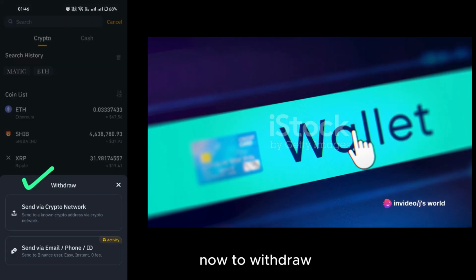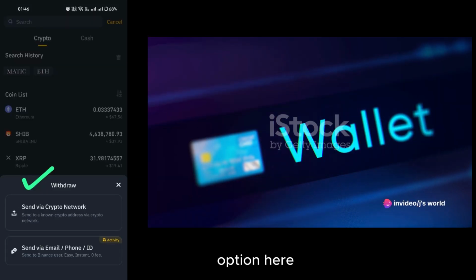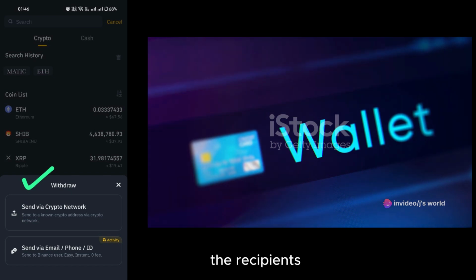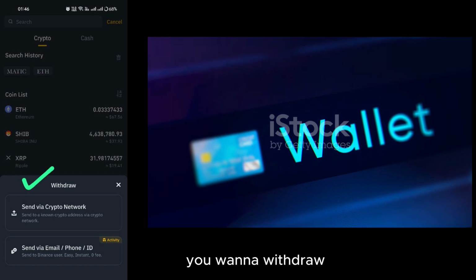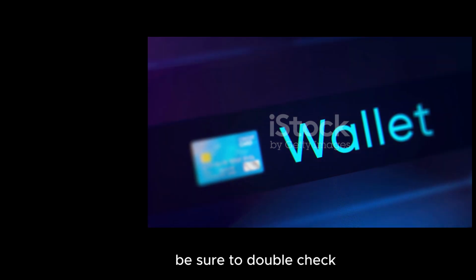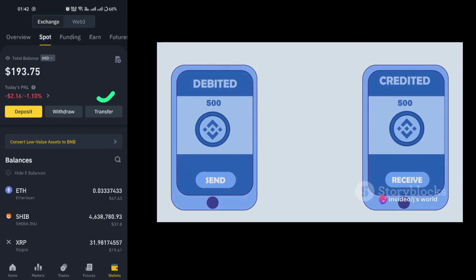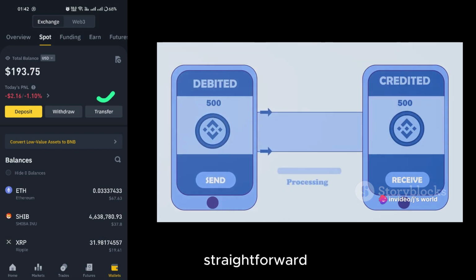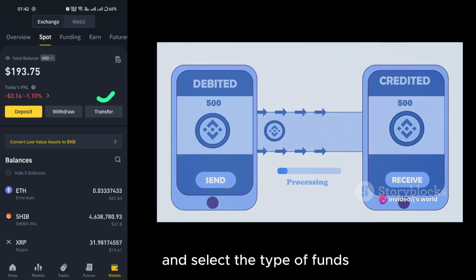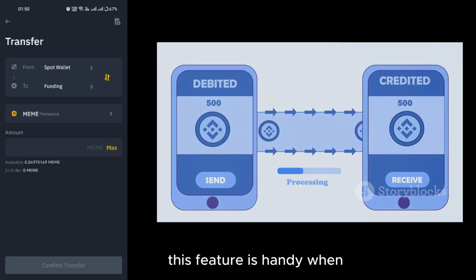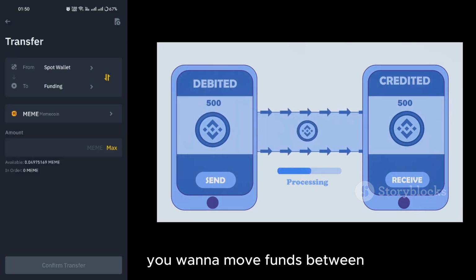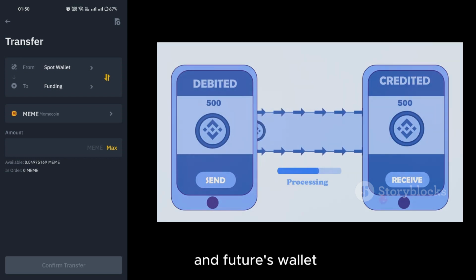Now, to withdraw, you'll also click on the Withdraw option. Here, you'll enter the recipient's wallet address, select the cryptocurrency, and enter the amount you want to withdraw. Be sure to double-check the details before confirming. Transferring funds within Binance is straightforward. Choose Transfer and select the type of funds you want to move and the destination wallet. This feature is handy when you want to move funds between your spot wallet and futures wallet, for example.